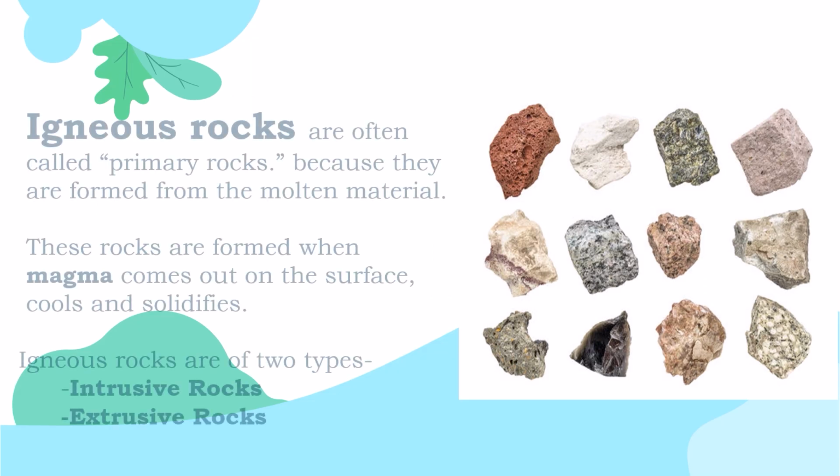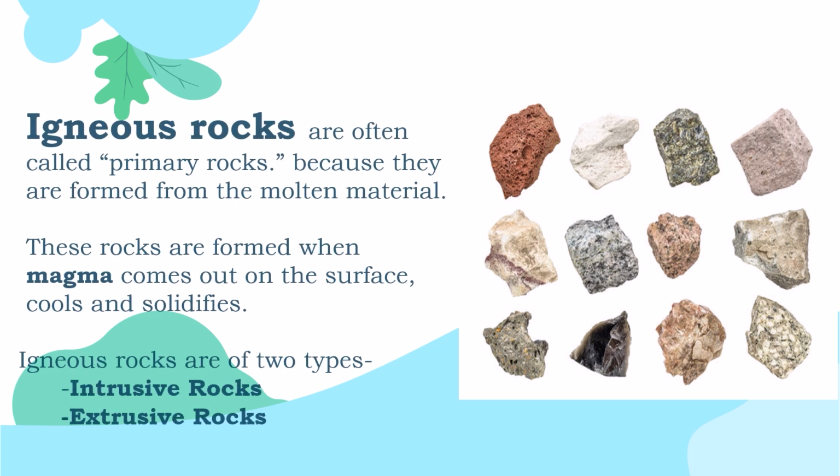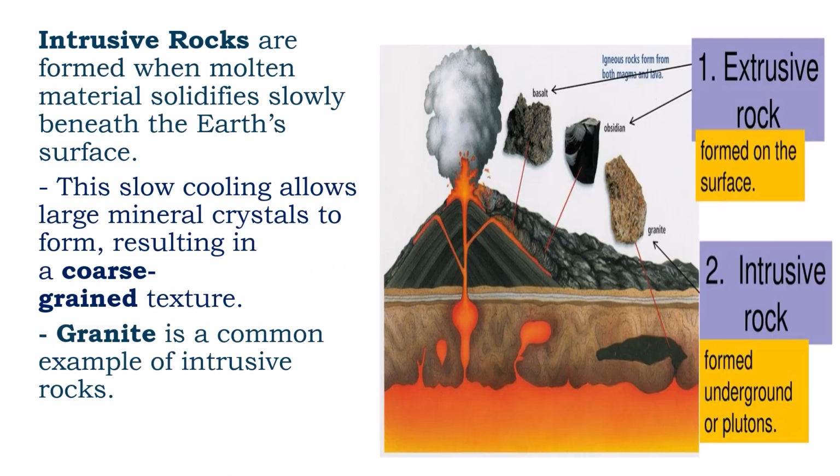First type of rocks found in the lithosphere are igneous rocks, which are called primary rocks because they are formed from the molten material. These rocks are formed when magma comes out on the surface, cools, and solidifies. Igneous rocks are of two types: intrusive and extrusive.